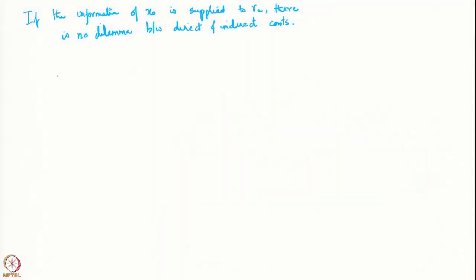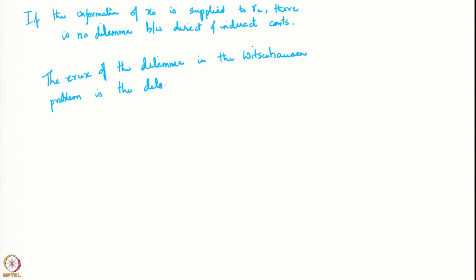So the crux of the dilemma in the Witsenhausen problem is the dilemma between control and communication. This is what we find.